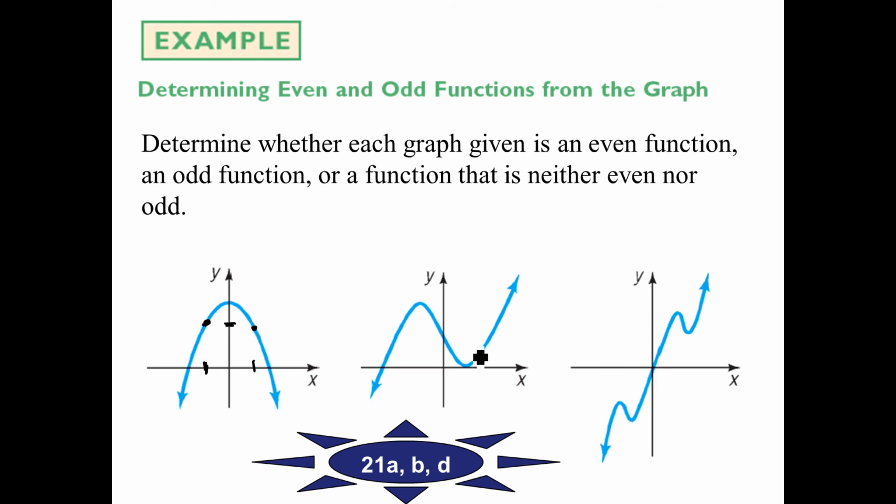This middle graph here is neither even nor odd. It's not symmetric with respect to the y-axis or to the origin. And this one here is symmetric with respect to the origin. Everything that's happening in quadrant 1 is mirrored in quadrant 3. So this graph is going to be odd. All right, now that we know that, see if you can do problems 21A, B, and D.